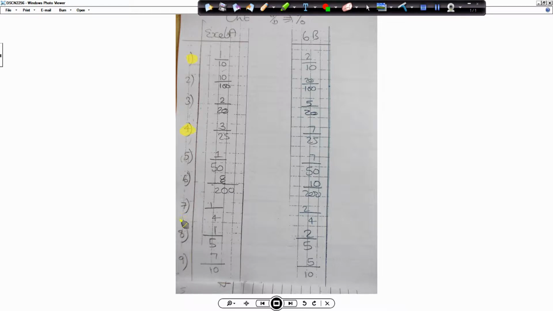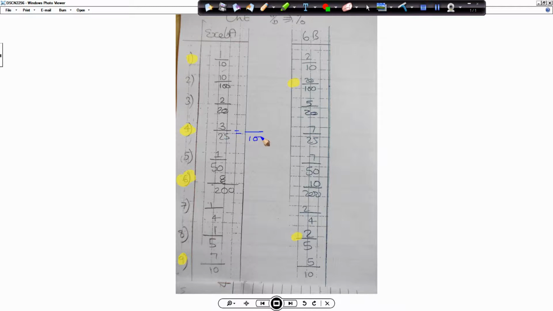Shh, quiet. One person. 325, 8 over 200, 7 tenths, 20 over 100, and then 2 fifths. That's not number 1 because we already did that one. Okay, what will you do for the next number? We can leave that one out. Okay, 3 over 25.